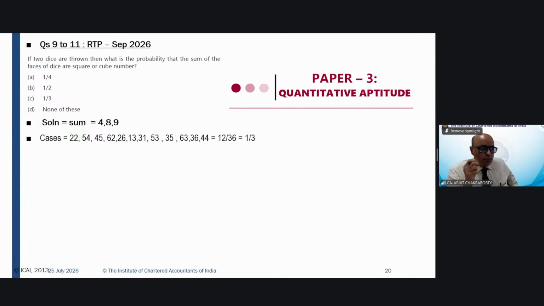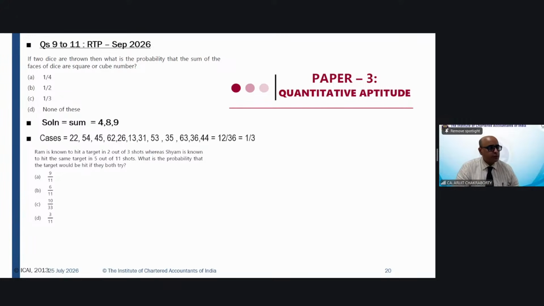So here, if I count the number of favorable events, I'm getting 1, 2, 3, 4, 5, 6, and it's 12 events I get. There are 12 favorable events such that the sum of these numbers will be either a perfect square or a perfect cube. So out of possible 36 outcomes, only 12 are favorable to us. That means using the definition of probability, it is 12 by 36, equal to 1 by 3.